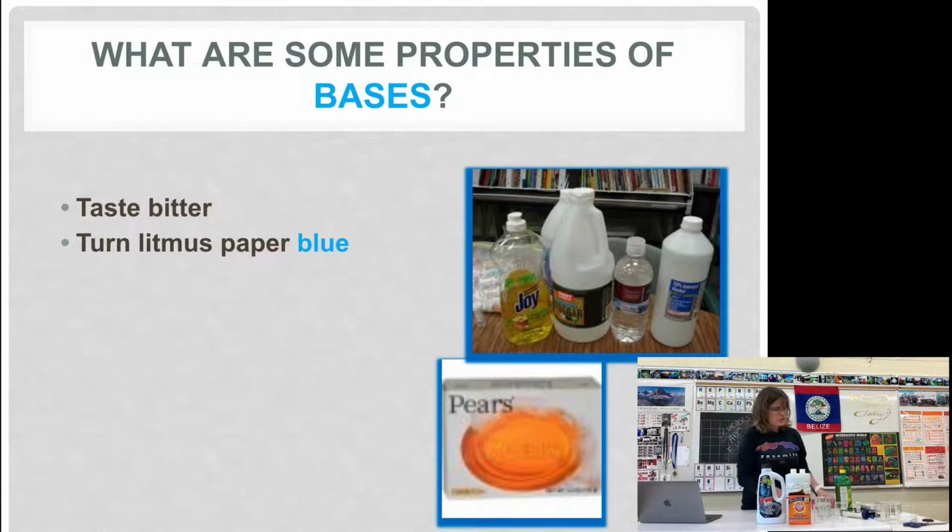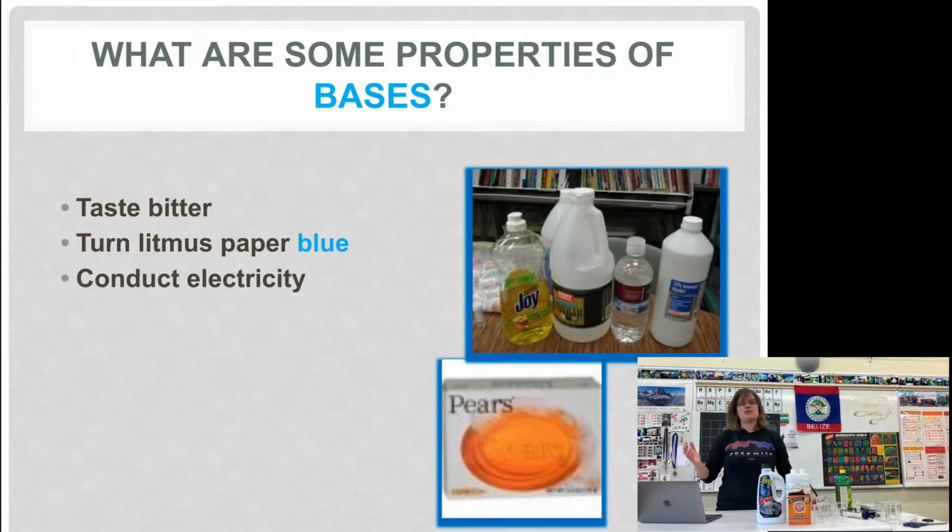It always turns litmus paper blue. If you've got blue paper and you use it, because B is for base, it'll always stay blue. If I dump the litmus paper into this, it would stay blue. If we use red litmus paper, it's going to turn blue because B is for base. Red is for acid, okay? It conducts electricity, which basically means that if you put a big vat of Drano into a cup and stuck two electrodes in it, it would actually conduct electricity.